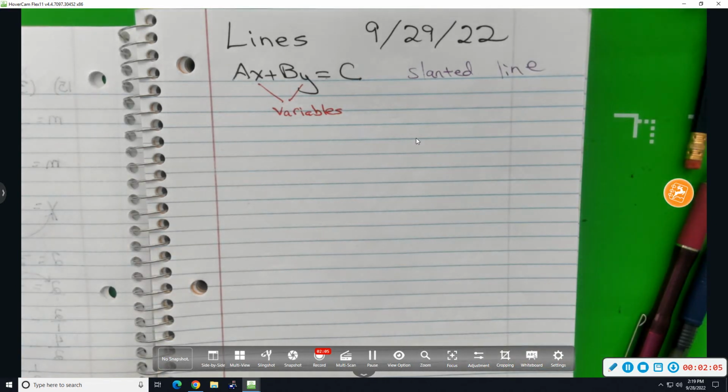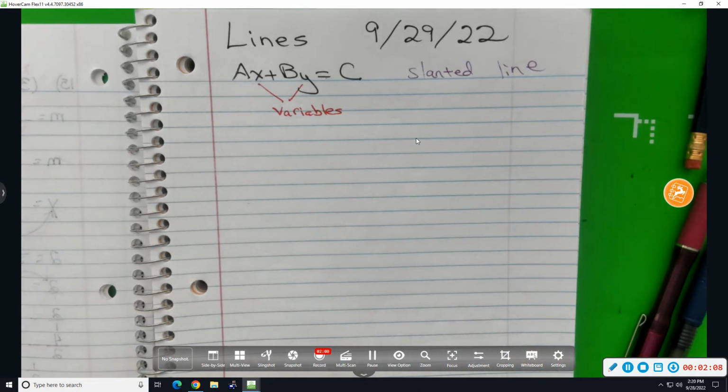Okay. That's not a good purple. That isn't a good purple. Take that purple pen away.